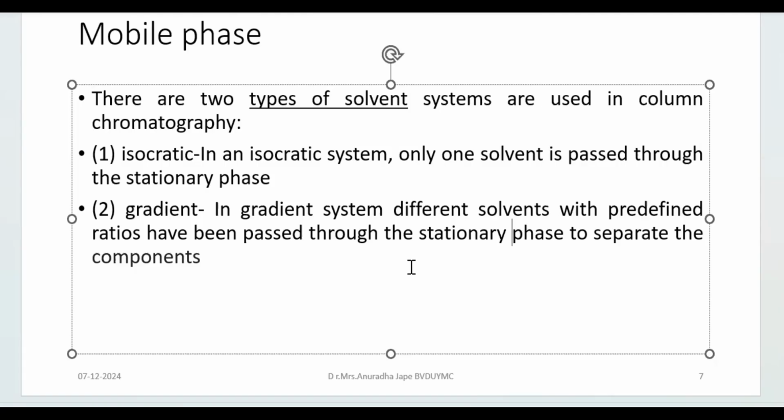So what kind of mobile phase are you going to use? Is it going to be a uniform single solvent, or is it going to be multiple solvents together in proportions, or a single solvent with changing concentrations? That is how you can use it.